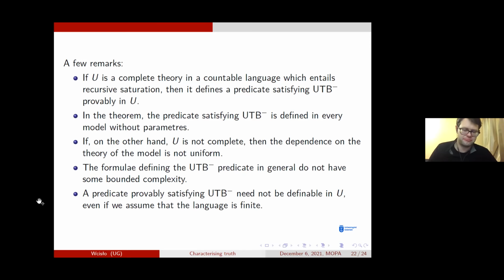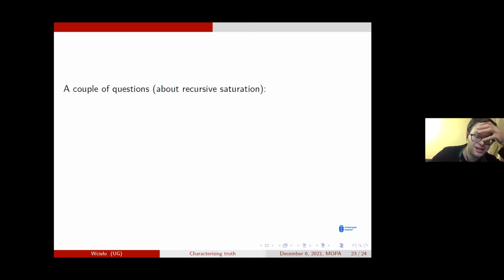So this predicate that satisfies UTB minus doesn't have to be definable in U, for a U that imposes recursive saturation and extends PA, even if we assume that the language is finite. I'm sorry, we have a counterexample. It doesn't have to be. This exactly addresses Albert's question.